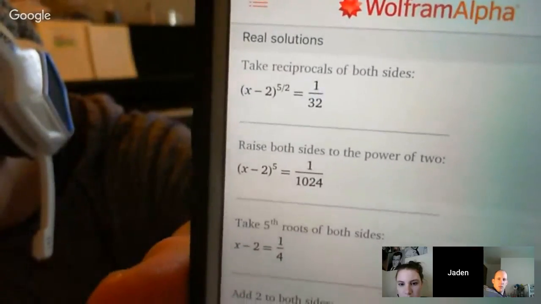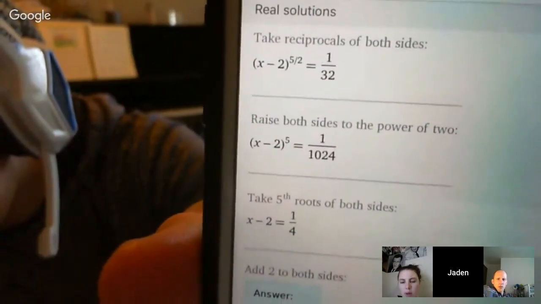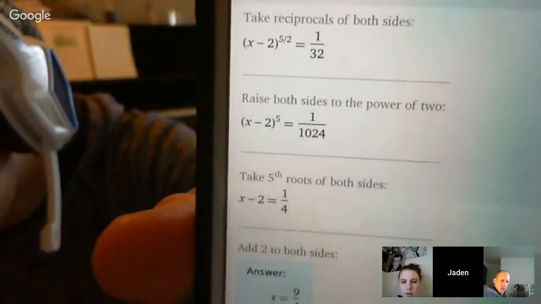Can you read that? Yeah, I just gotta stop moving. Okay. Reciprocals of both sides. Wait, that's a positive 5 over 2. Why is it 5 over 2 instead of negative 5 over 2?